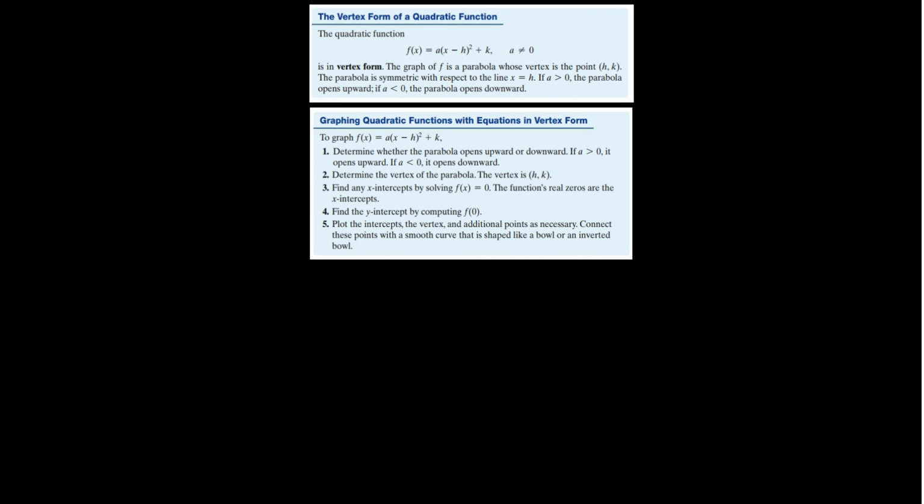Okay, so the first thing we're going to do is note if it opens up or down. I'm just going to go according to this. Step 1: do we open upward or downward? Looking at this graph, it is a -2. Since it is a -2, this tells us that we're going to be opening downward.